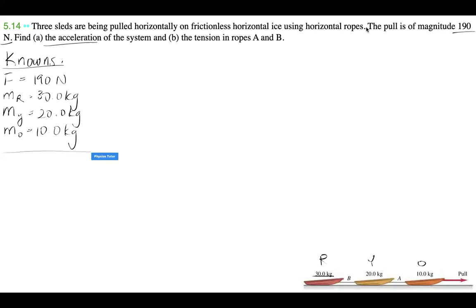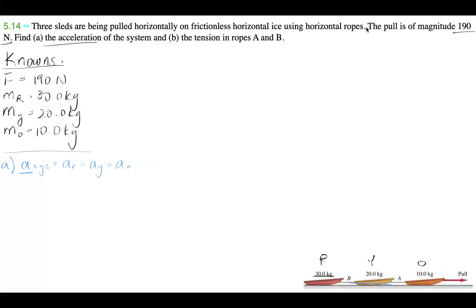Well, when we do the analysis of this problem, we know that the acceleration of this system is going to be equal to the acceleration of the red sled, and that's going to be the same acceleration as the yellow sled and the orange sled, right? And that makes sense because obviously, if you're pulling something and the ropes are taut, it's all moving at the same speed, the same acceleration. It has the same motion. So this is really intuitive.